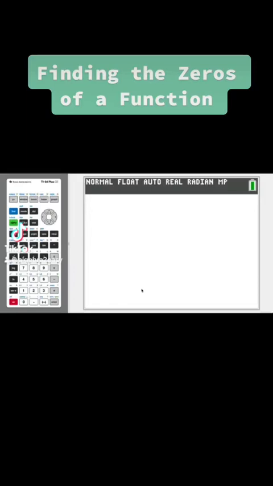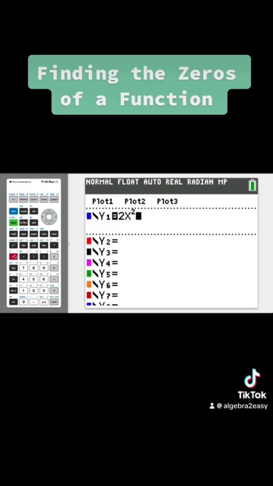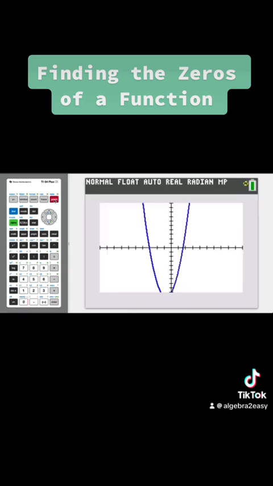Want to find the zeros of a function? Let's graph a quadratic equation and find the zeros. First, press y equals, and we have our quadratic function, 2x squared plus 3x minus 10. Now click Graph. Here we have our quadratic function, which is crossing the x-axis in two locations.